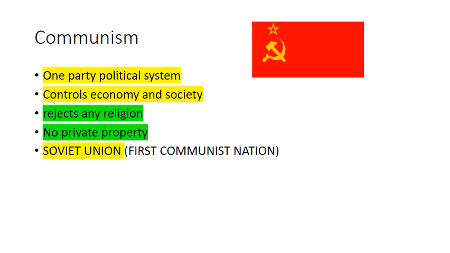We have communism. Communism arises. The first communist state is Russia, which becomes the Soviet Union. It's the most powerful communist state. It's a one-party political system. So there's only one party, the Communist Party. And they control the economy and society. So industry is controlled by the communist government. There's no private property. There's a rejection of religion.